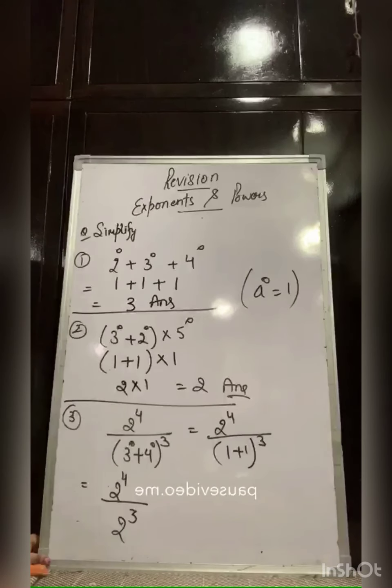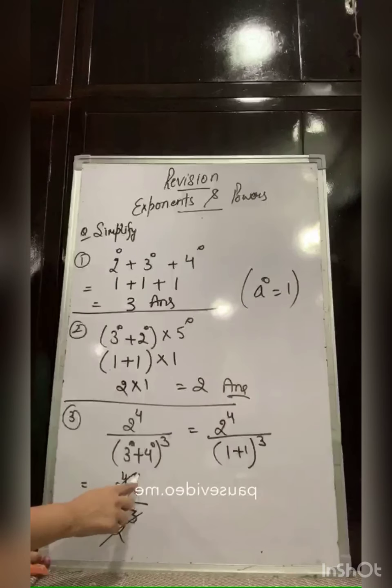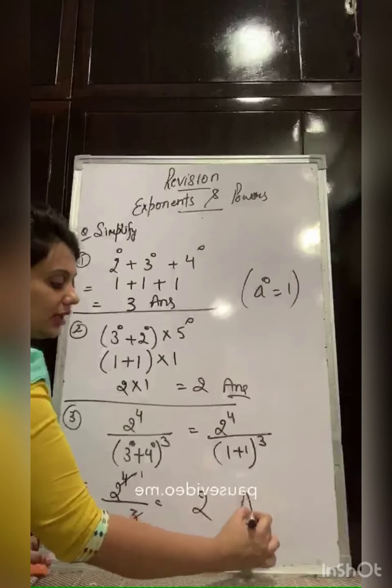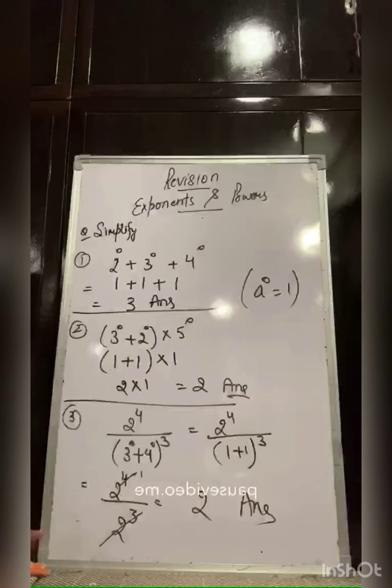Right? So in the numerator we have 2 four times. In the denominator we have 2 three times. It will get cancelled and we will be left with only one 2, which is our answer.